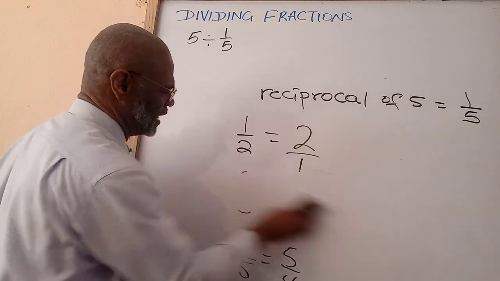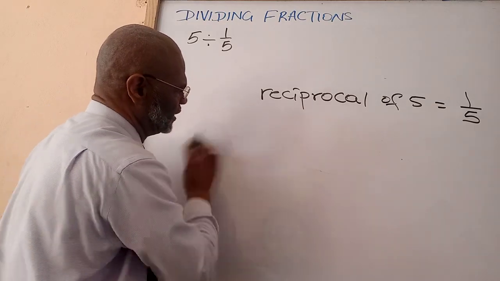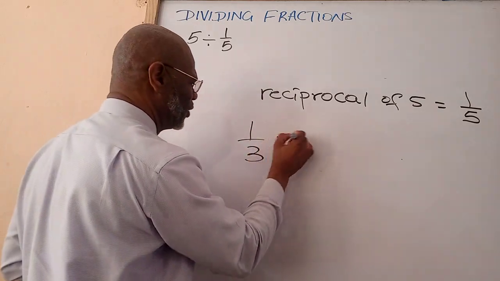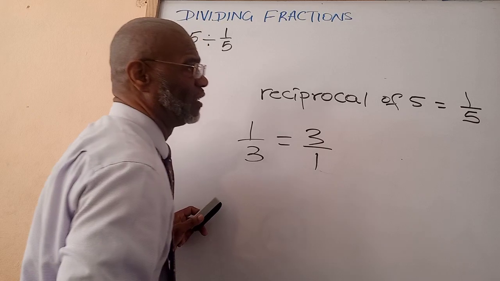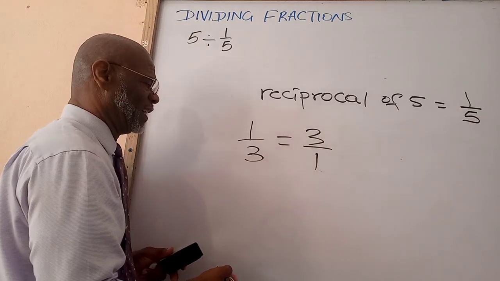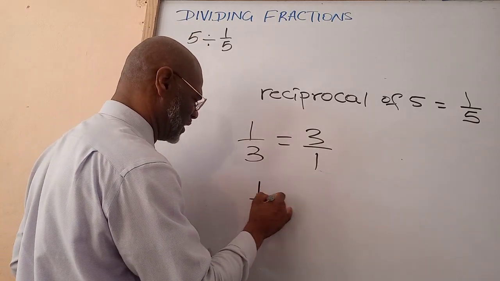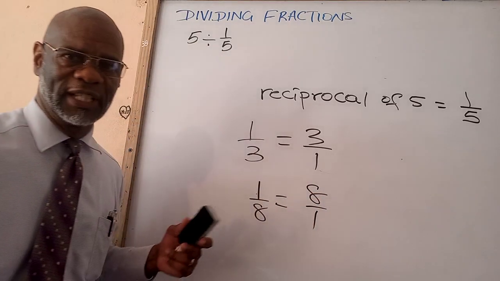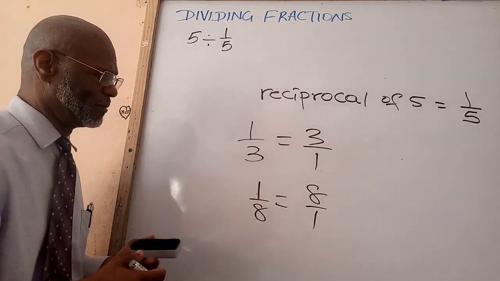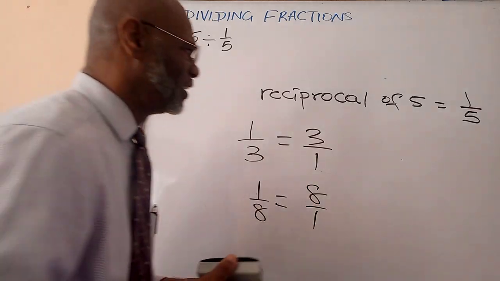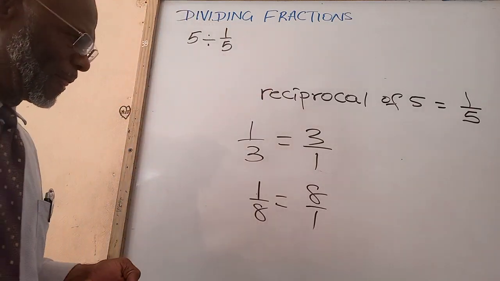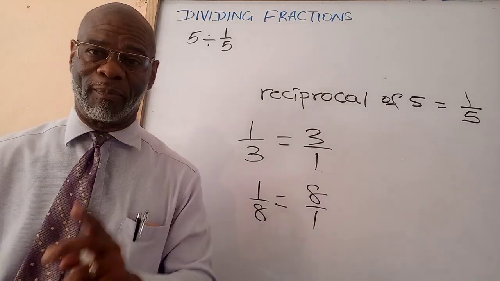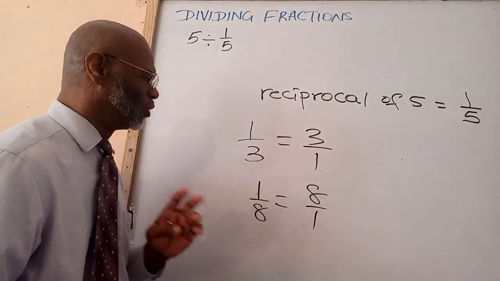Now let's say if we had 1/3, the reciprocal of 1/3 would be equal to 3 over 1. 3 over 1 is equal to 3. If we have 1/8, the reciprocal of 1/8 is 8 over 1, which is equal to 8. So just remember that the product of a number and its reciprocal is equal to 1.